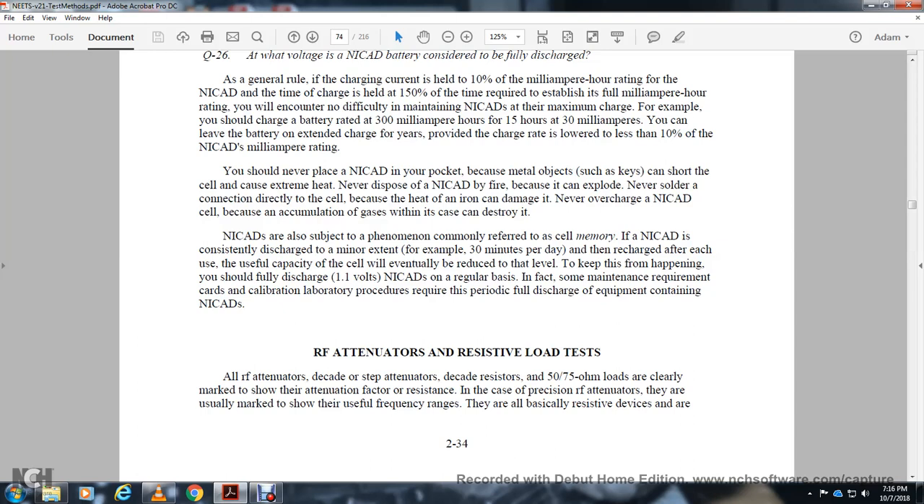You should never play with the nickel-cadmium, because you will probably pick up metal objects, like keys, that can short it. Never expose it to extreme heat, and never throw a nickel-cadmium battery in a fire, because it can explode. Never solder a connection directly to the cell, because the heat of the iron can damage it. Never overcharge the nickel-cadmium cell, because the accumulation of gas can destroy it.